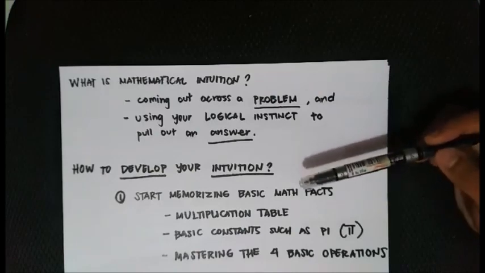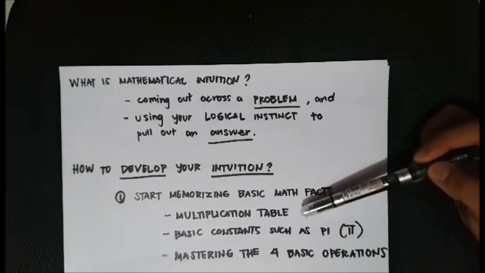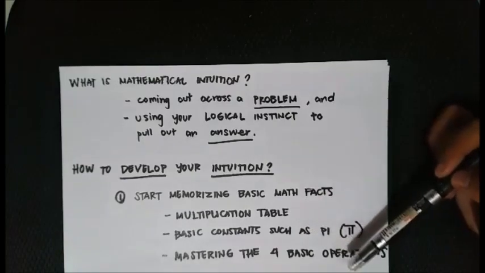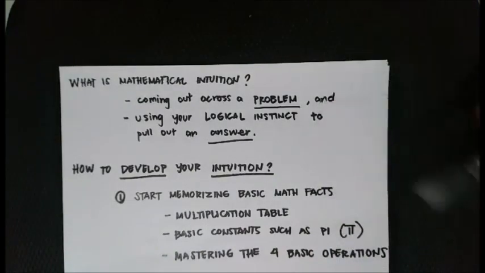First off, we could start memorizing basic math facts such as the multiplication table, understanding the concepts of the constants such as pi, and mastering the four basic operations like addition, subtraction, multiplication, and division.